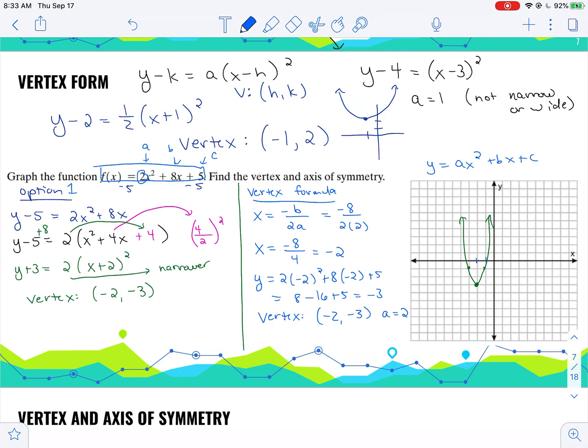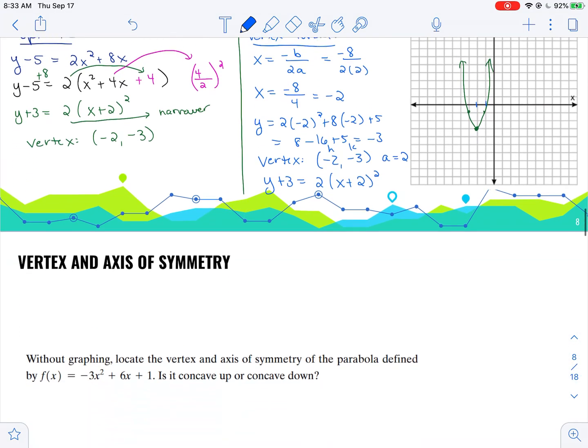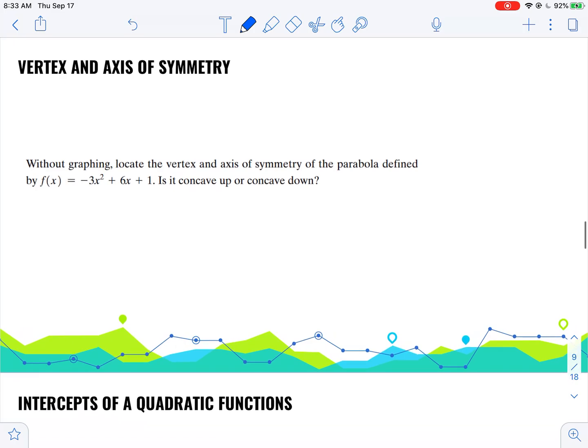So if I wanted to put it in vertex form, now that I know that I have (-2, -3), and then the a coefficient was 2, then you would have y plus 3 equals 2 times (x plus 2) squared. So remember, that's your h and your k. And then the a is just from the original formula. So those are 2 different ways to get your parabola into vertex form.